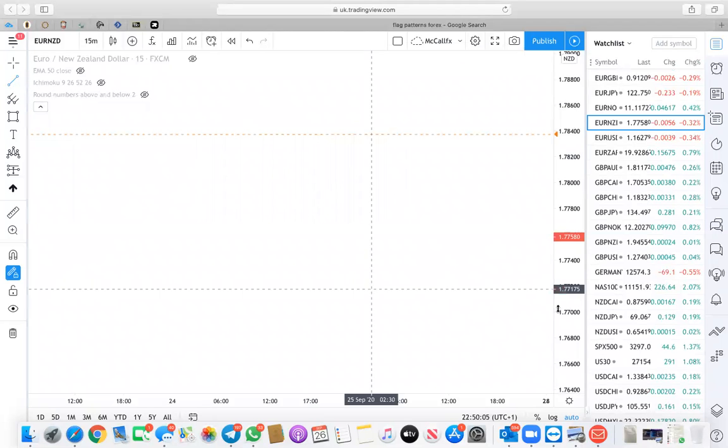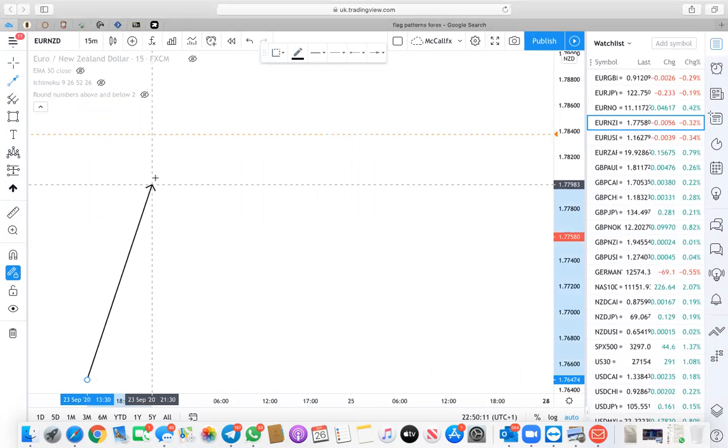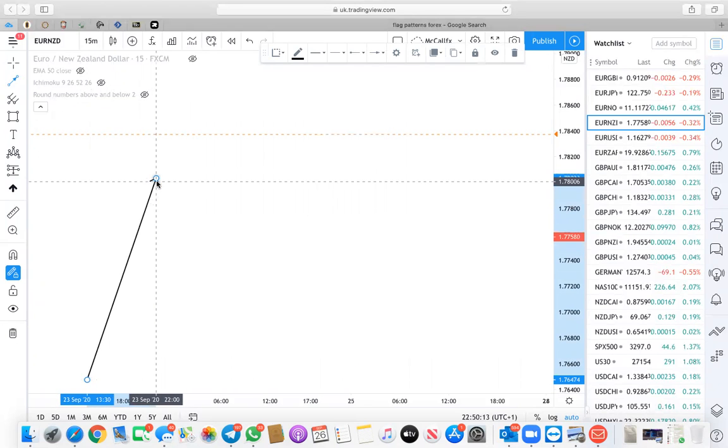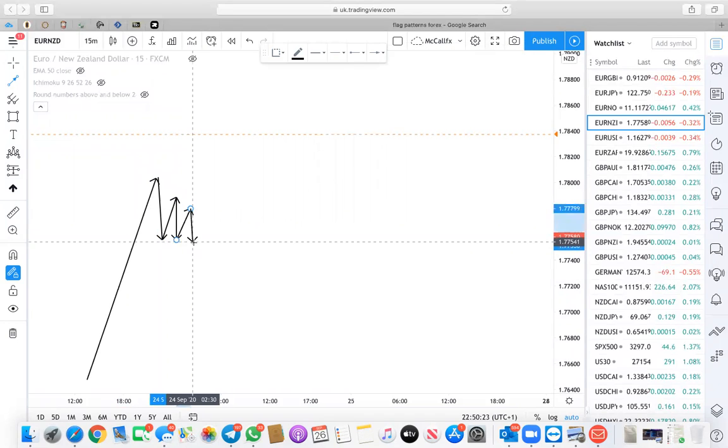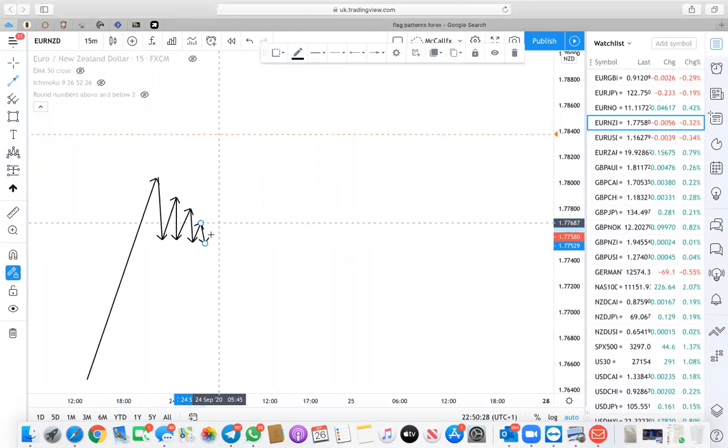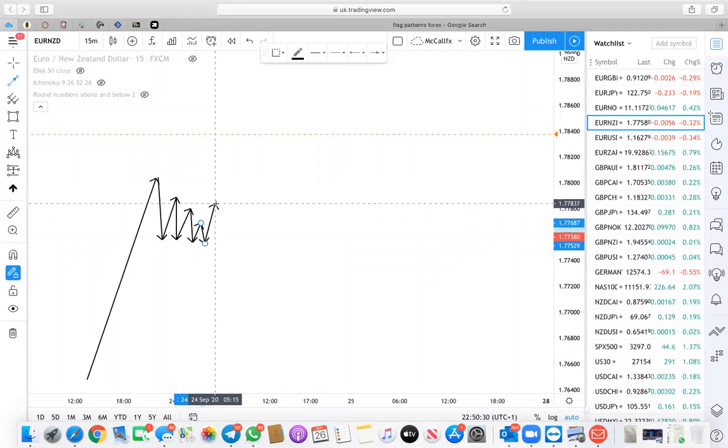All right, the second one is going to be if the market is going up like this. It's the same thing, but we have different structures. Market goes down like this, goes up, goes down, goes up, and finally breaks up like this.